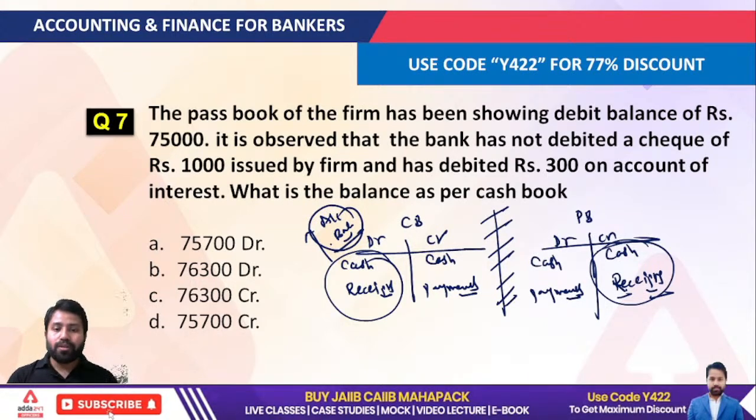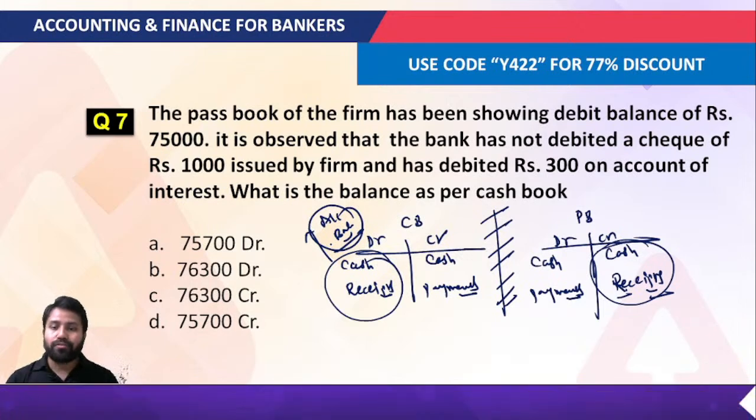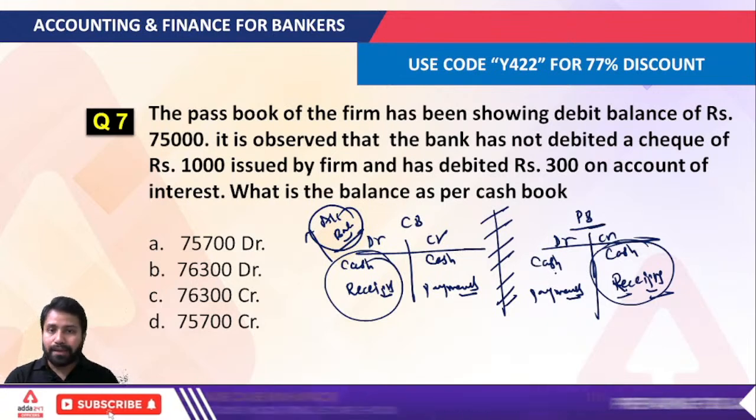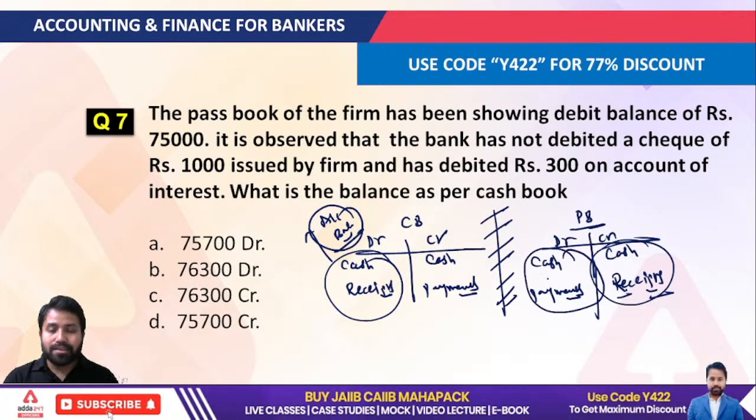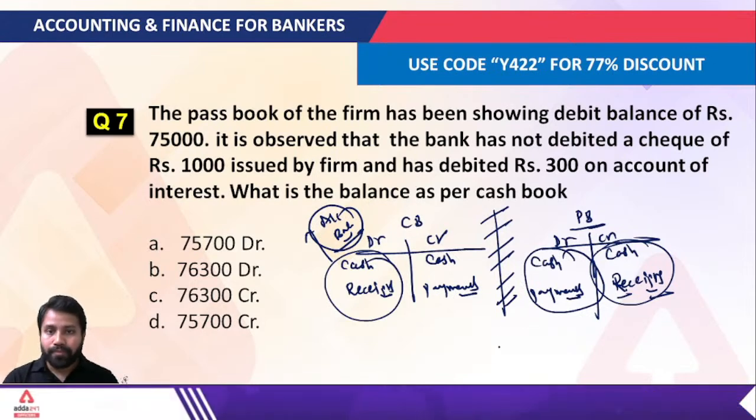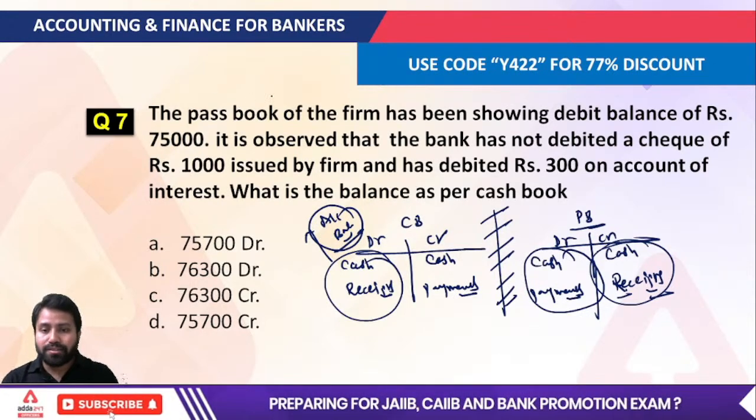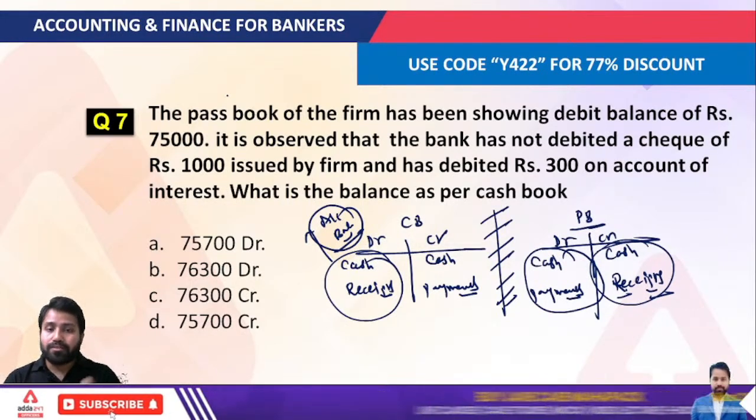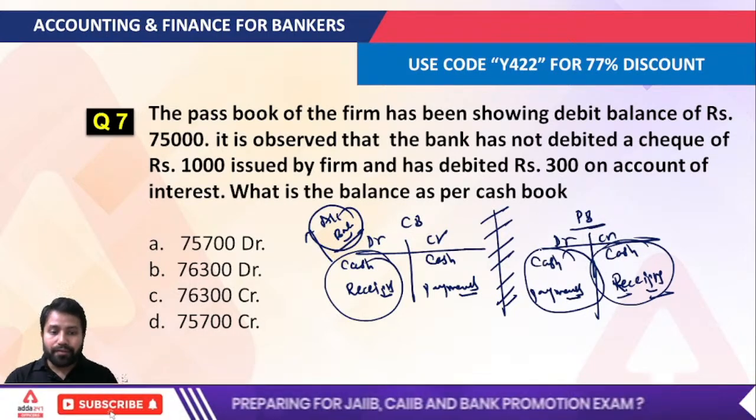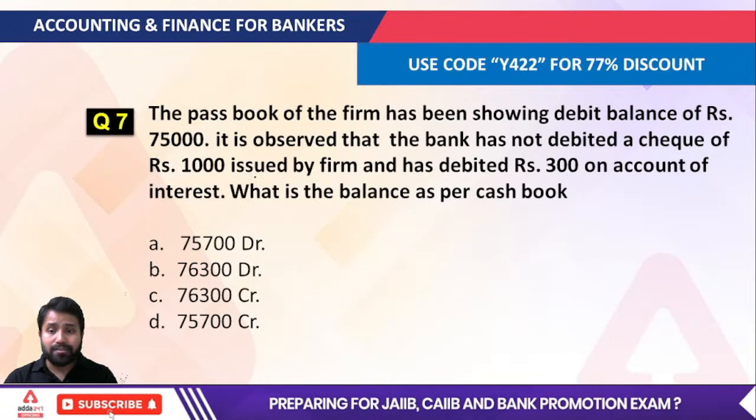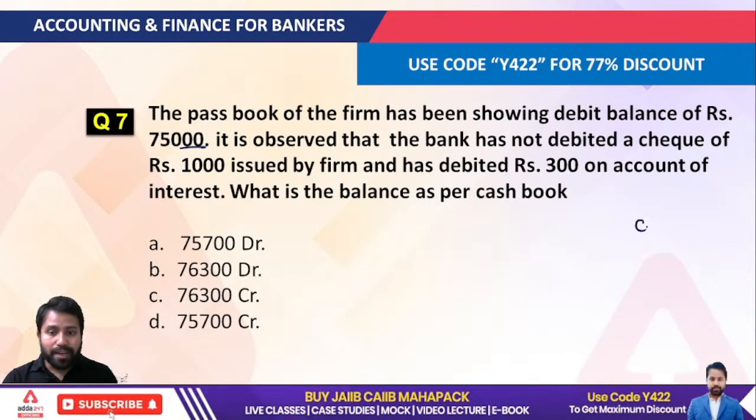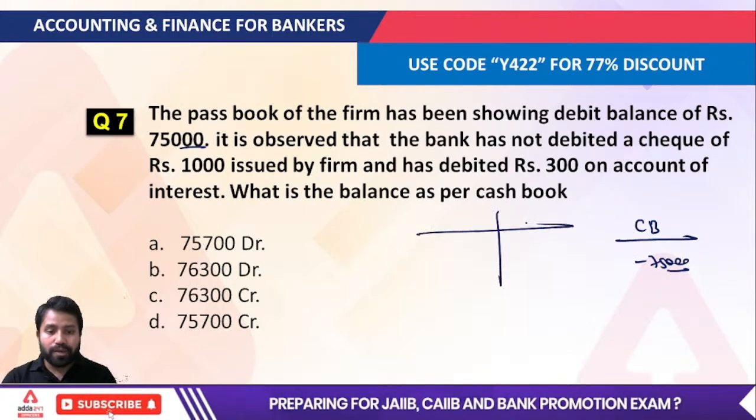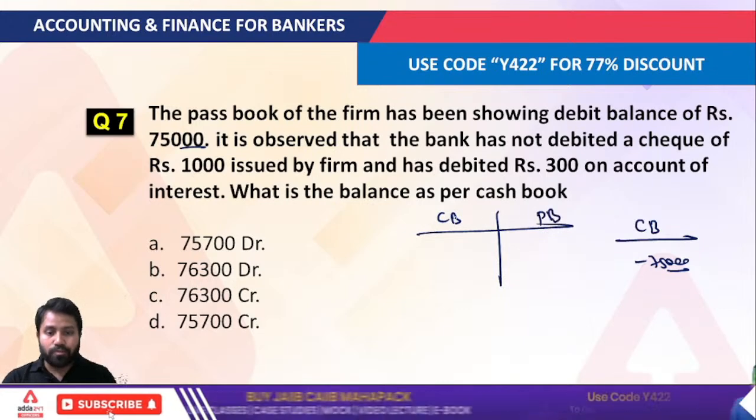So when we talk about the passbook, the firm has been showing a debit balance of 75,000. That means the passbook of the firm has been showing a debit balance. Now you can understand it is a liability of the customer that has to be paid. And if it is a liability, then it is nothing but the overdraft given or the loan taken by the customer. So if it is given like the cash payments of the customer, that is 75,000 rupees, then you will write it as minus 75,000 rupees. Now you have to make a table like this, the cash book and the passbook.